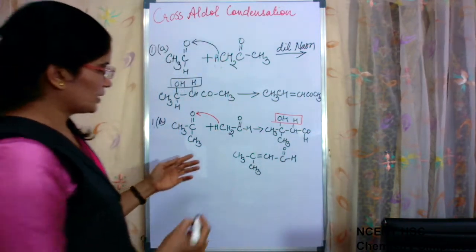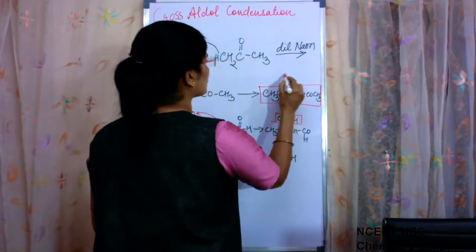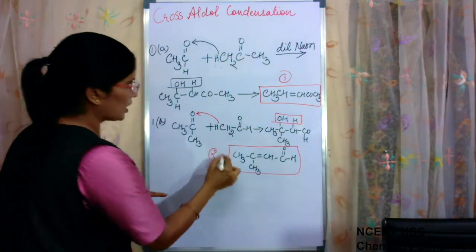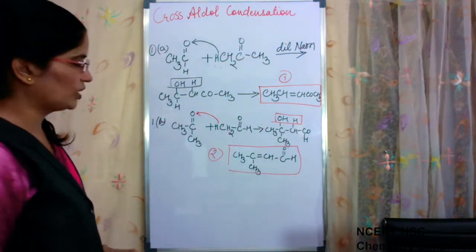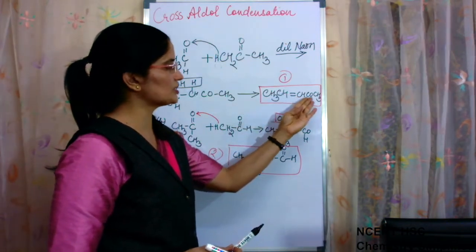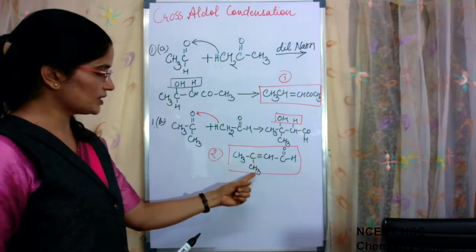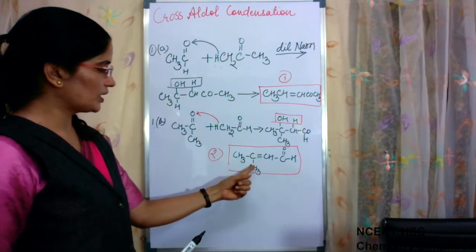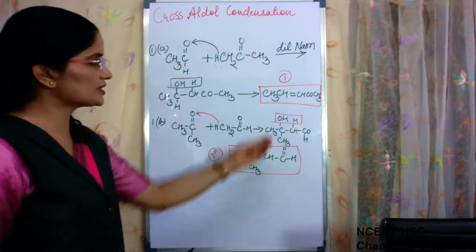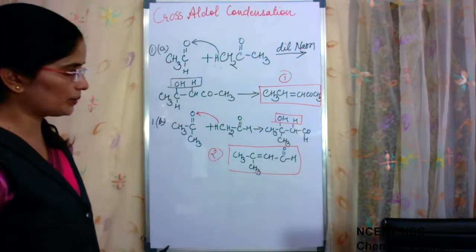Now see, this is your product number 1. This is your product number 2. Are these products the same? No, they are different. You can see them. CH3 CH double bond CH CO CH3. This is CH3, then C is having a CH3 side chain, double bond CH and CHO. This is having a ketonic group, this is having an aldehydic group in the product.